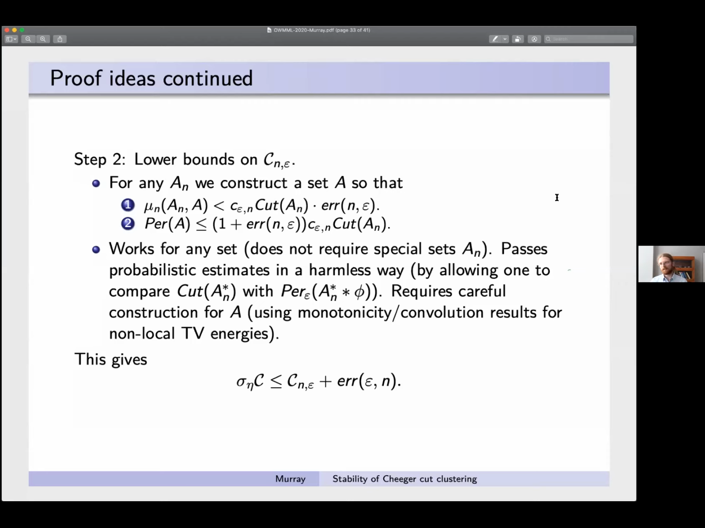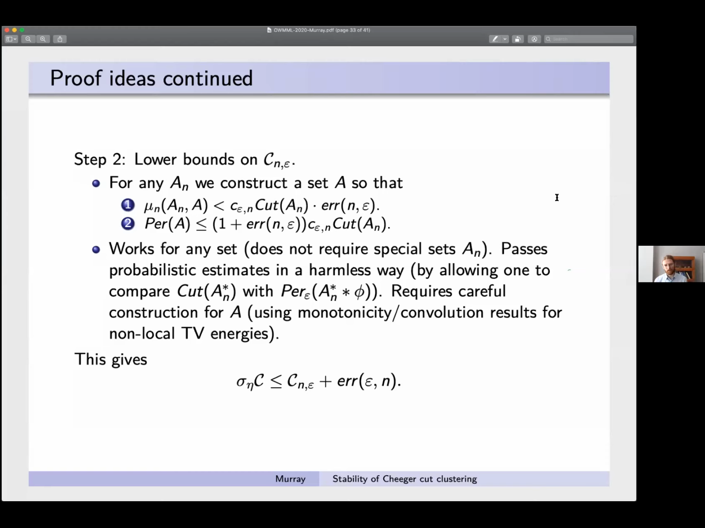Now, there's a lot of technical details that get suppressed here. You have to use these monotonicity and convolution results for non-local TV energies. These things aren't easy to show, but the idea basically is that we prove these interpolation results for arbitrary sets, and they don't require any sort of a priori regularity. They don't require things like bounds on curvature. All that they require is that we know something about the cut energy. And for minimizers of these Cheeger problems, we know a lot about the cut energy. We actually know what the cut energy converges towards, so we can say a lot about this, okay?